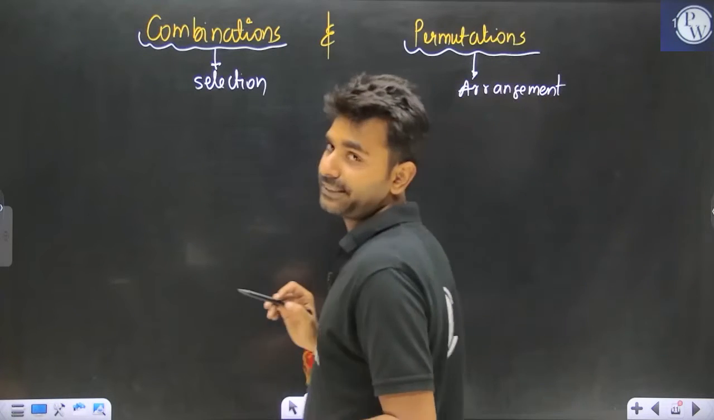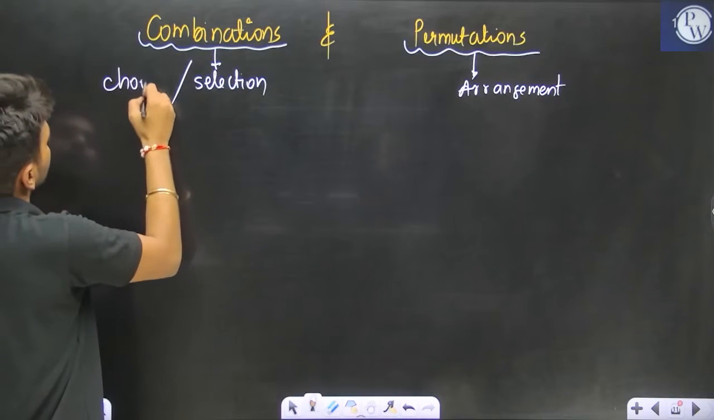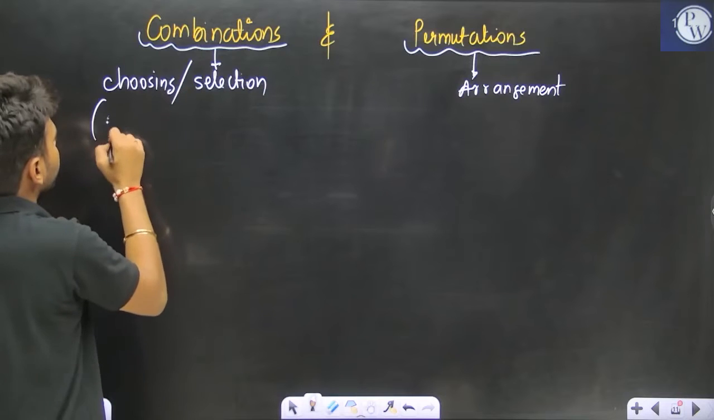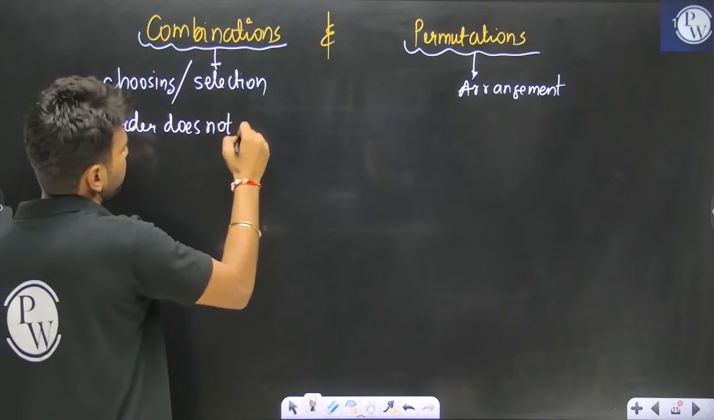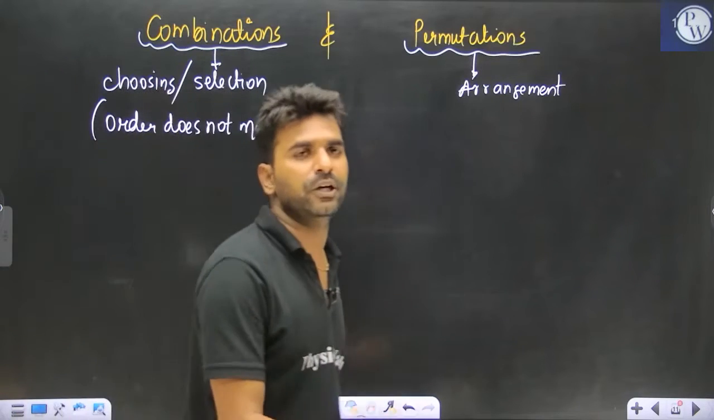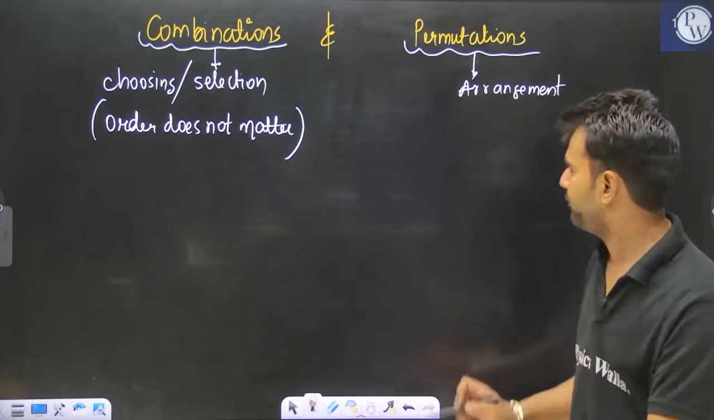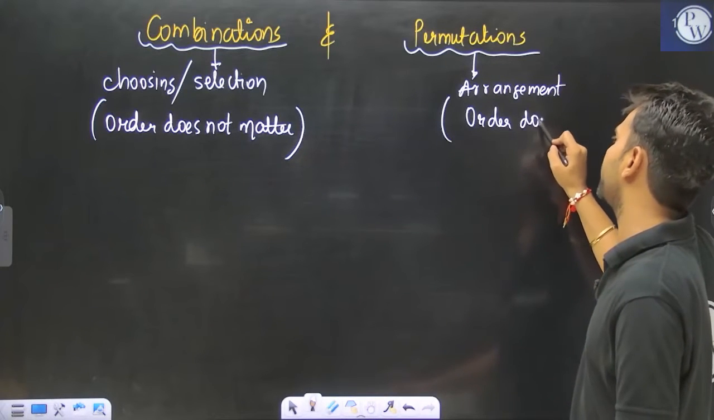Whenever we select or choose, order does not matter. What is the meaning of this? It does not matter which thing we take first or which we take second. Whereas in the case of arrangement, order does matter.